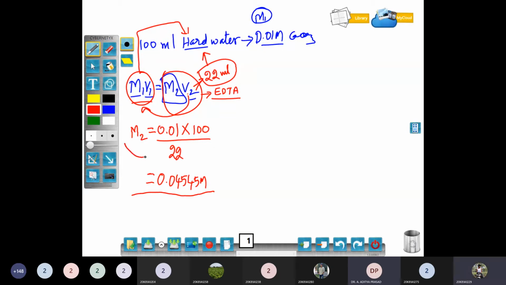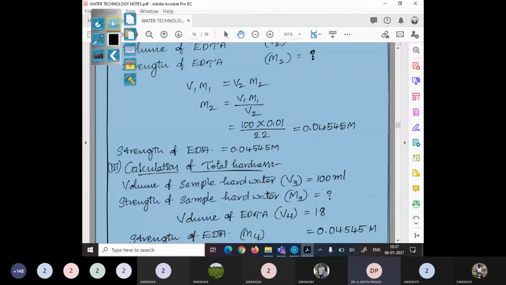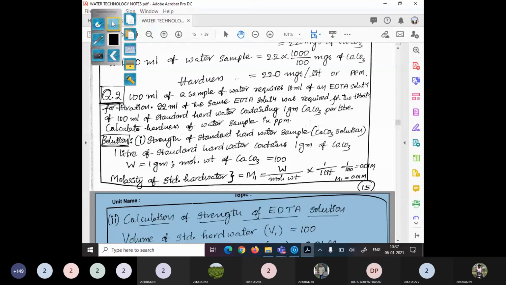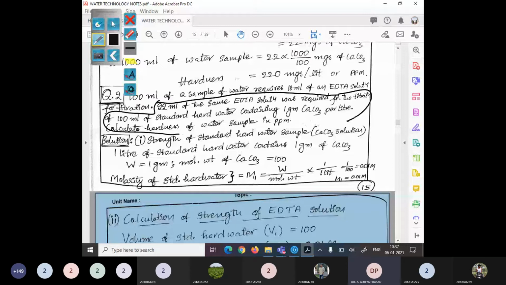Using this molarity of EDTA, we need to find out the first line. Let's see. Till now we have completed the problem with the 22 ml of EDTA solution. And the first line we need to solve now. Yes or no? Yes, sir. The first line is: 100 ml of same water sample requires 18 ml of EDTA solution for the titration. We need to solve for this line also at the end.